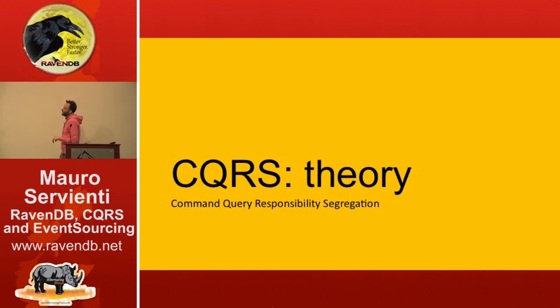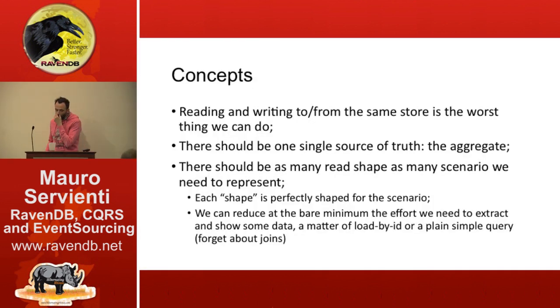Just a little background about CQRS. The most interesting concept of CQRS is that reading and writing to and from the same store is the worst thing we can do. Think about store in terms of shape, for example. The shape of the data you write is tremendously different from the shape of the data you need to read.